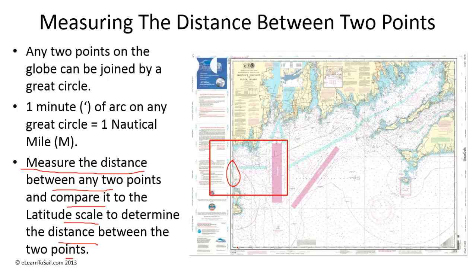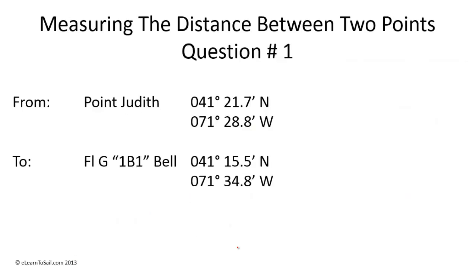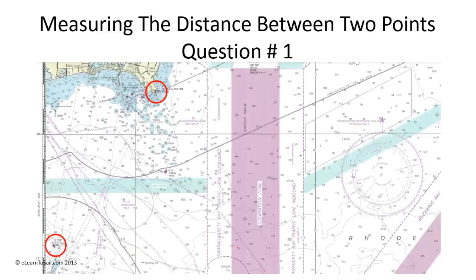So again, dig out your Martha's Vineyard to Block Island chart, and we're going to be using this area on the left-hand edge of the chart, pretty much in the center of the chart. We're going to measure the distance between 2 points, Point Judith and the flashing green 1B1 bell, and those 2 points are located down here on the left-hand edge of the chart and up here at Point Judith.